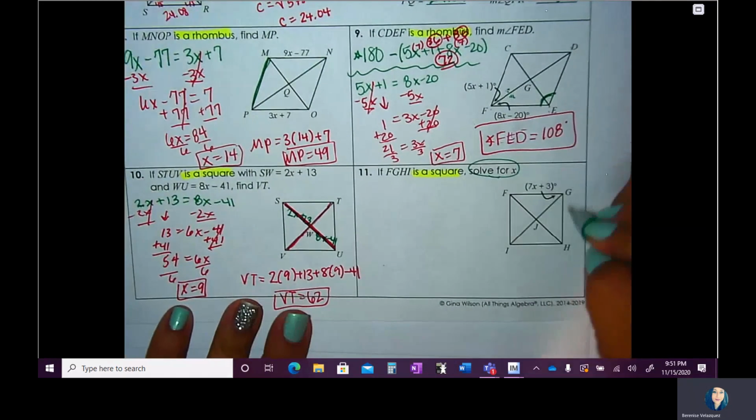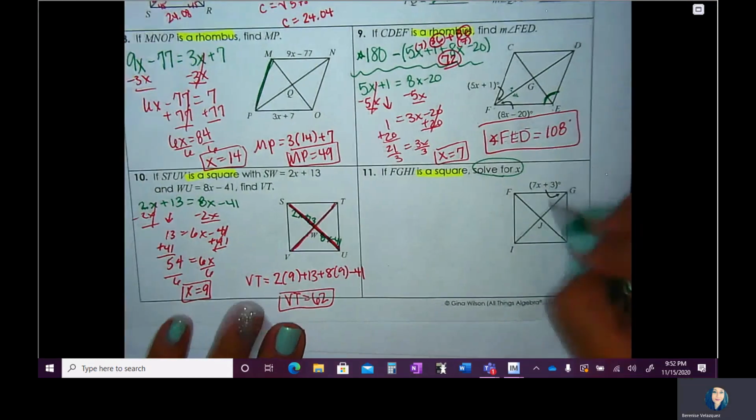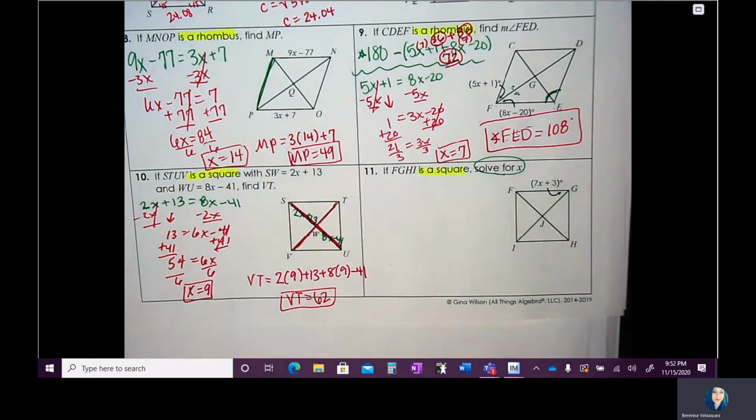Okay. So we have 7x plus 3 on this side. And that's it. So this one does require you to think a little bit. If I said solve for x and this is all I gave you, a few of you would say there's not enough information. You'd give up on it. You would just leave it there.